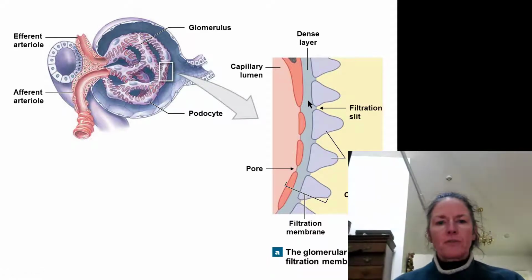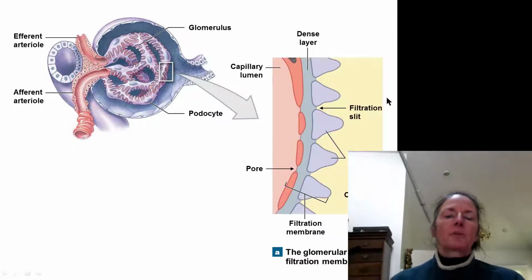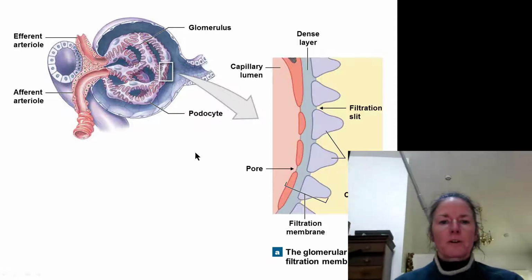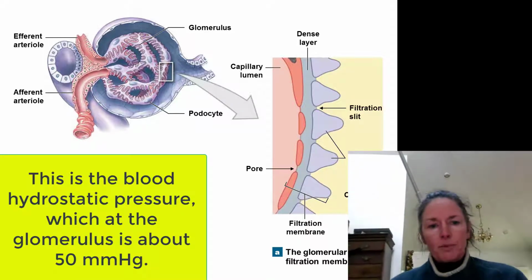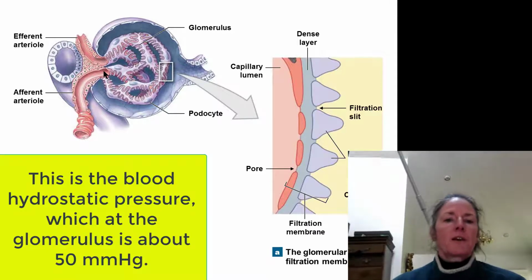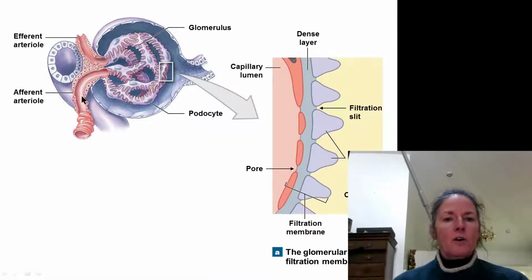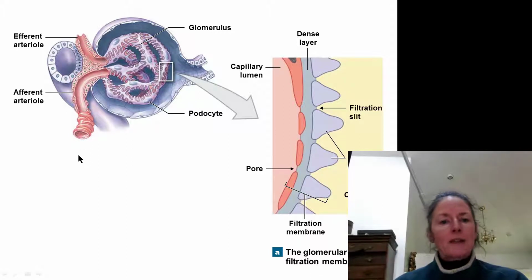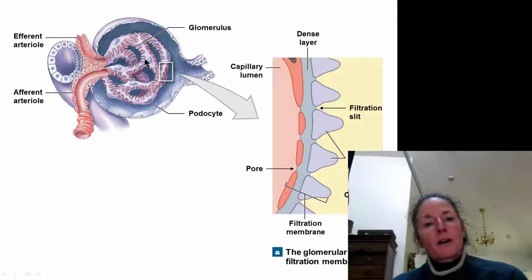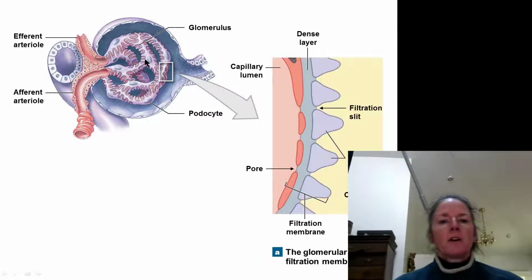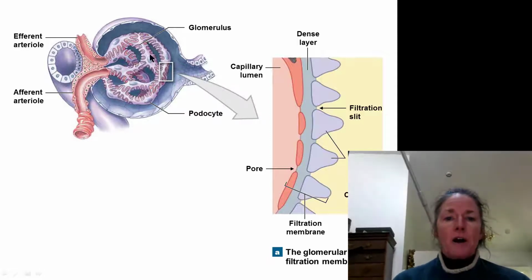And so we're going to have a couple of things that are going to drive the movement of fluid and particles from the blood vessel into the capsular space, one of which is the hydrostatic pressure. And that is simply the pressure that the blood exerts on the capillary walls. That's due to the fact that we have blood flowing and it's under pressure. And the afferent arteriole, as we've said, can be one of the things that regulates that pressure, because if we dilate the afferent arteriole, we're going to allow more blood in there and we're going to have more pressure. So this is the hydrostatic pressure of blood.